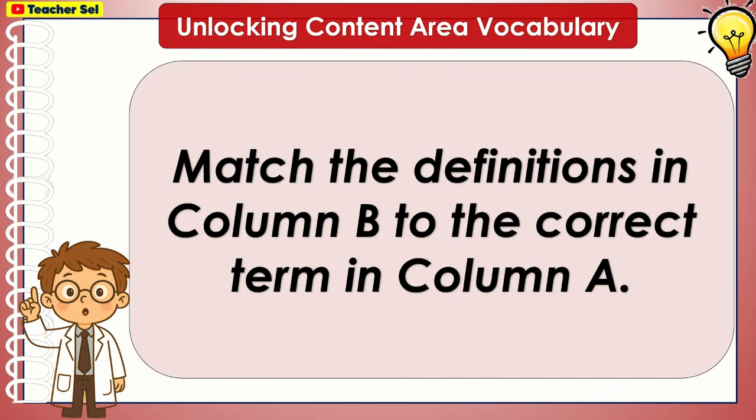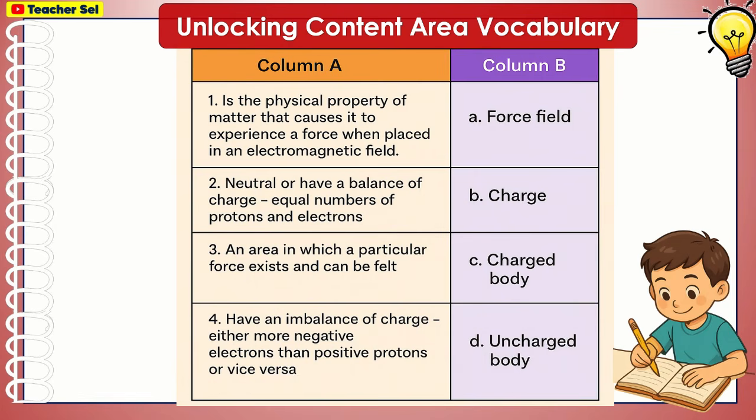Match the definitions in column B to the correct term in column A. Column A: 1. The physical property of matter that causes it to experience a force when placed in an electromagnetic field. 2. Neutral or have a balance of charge, equal numbers of protons and electrons.